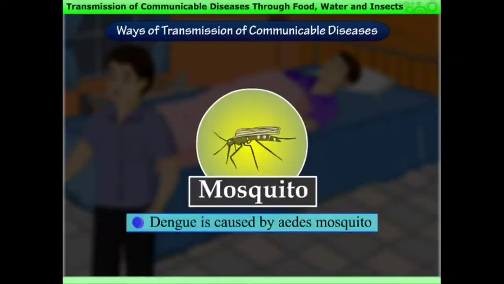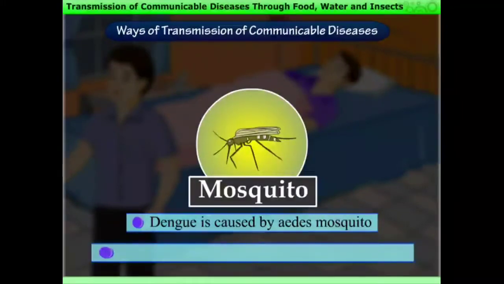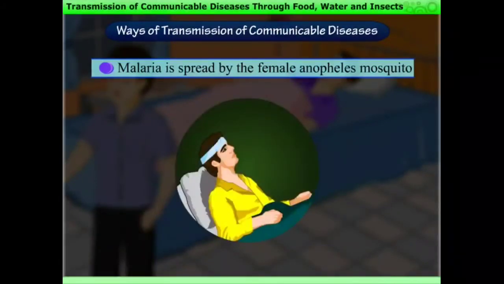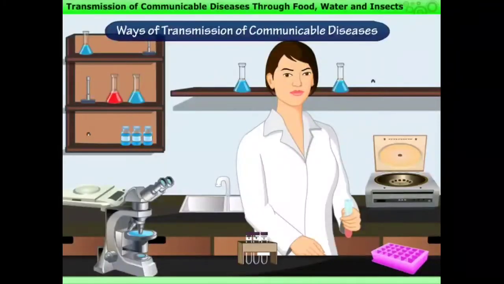Dengue is caused by the Aedes mosquito, whereas malaria is spread only by the female Anopheles mosquito. The specific symptoms of malaria include fever with chills and rigors. Malaria can also be detected by performing a blood test, which confirms the presence of malaria germs in the blood of the patient.